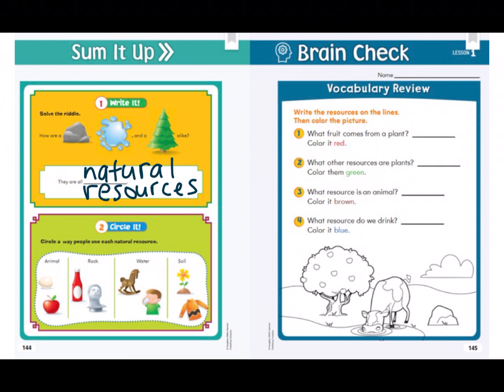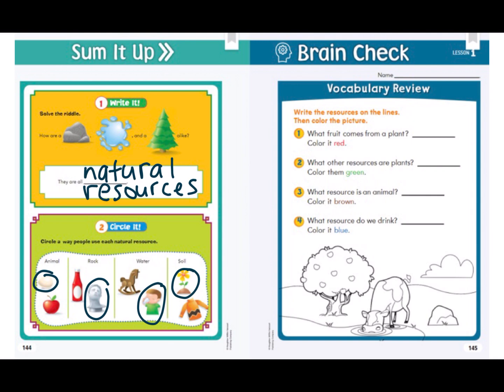Animal. Is that an egg or an apple? An egg. Is a rock ketchup or to make a sculpture? A sculpture. Do we use water to make a toy or to drink? To drink. And soil. Do we use that to grow flowers and plants or to make a sweater? To grow our flowers and plants. Good job. The next page.